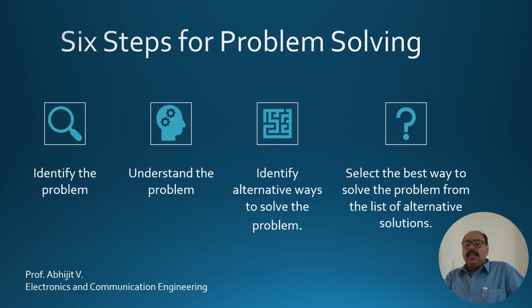So we have 6 important steps to solve our problems. The first step is to identify the problem itself. What is meant by identifying the problem? This is a very crucial and the first stage of solving a problem. That means that we have to identify what is unknown. What is the problem that we are going to solve? We have to define a problem statement.